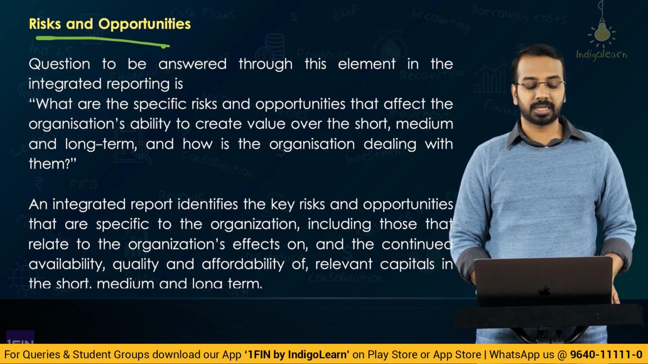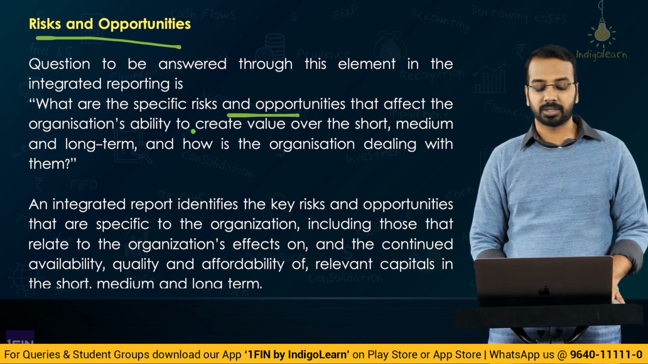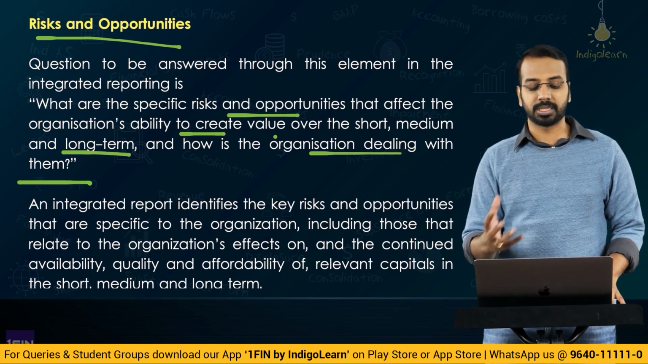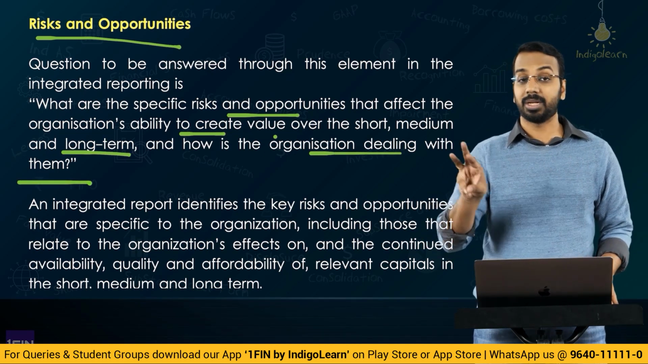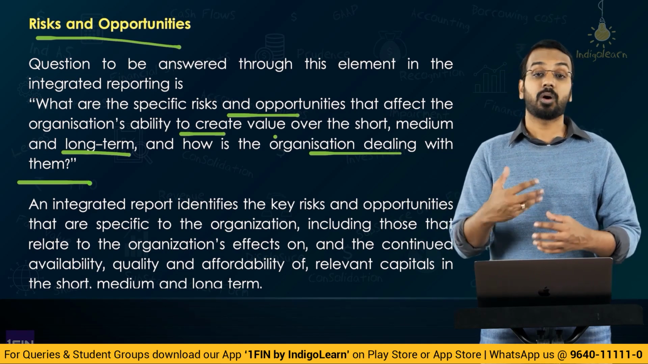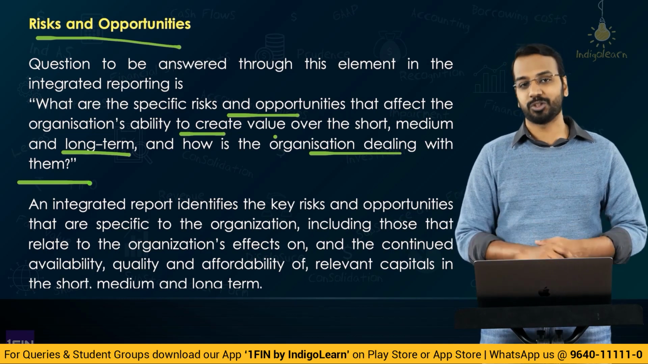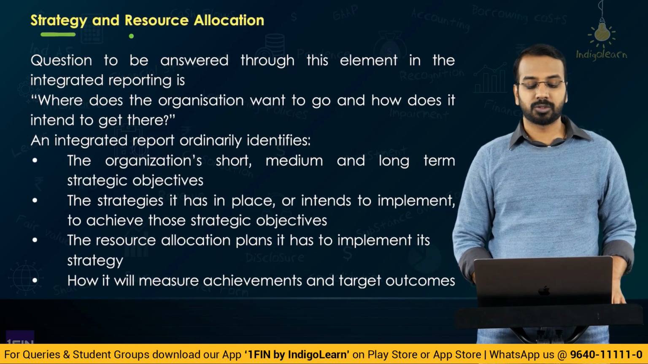Then various risks and opportunities. What are the specific risks and opportunities that affect the organization's ability to create value over the short term, medium term and long term, and how is the organization dealing with them? So basically, what are the risks which have been identified, what are the opportunities which have been identified, and how does the organization manage risk, and how does the organization take advantage of the opportunities? Then strategy and resource allocation.